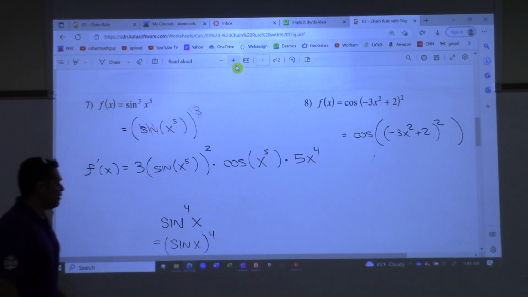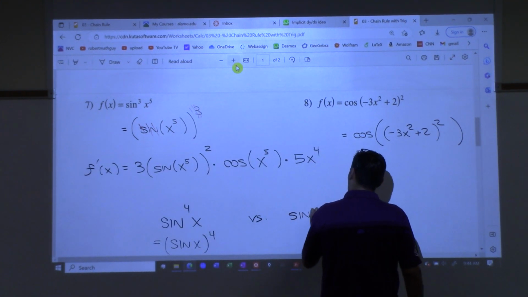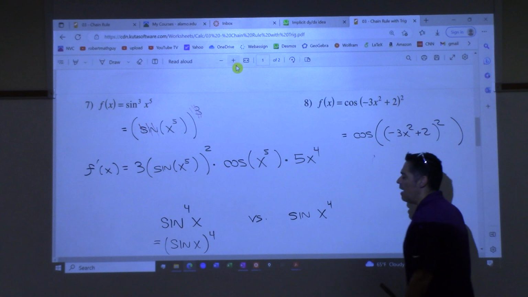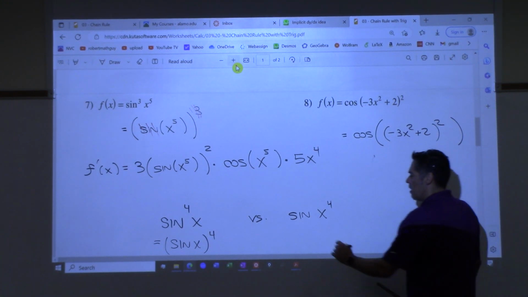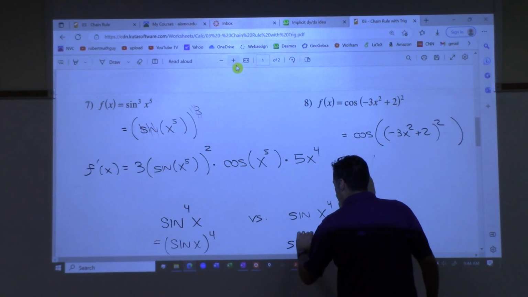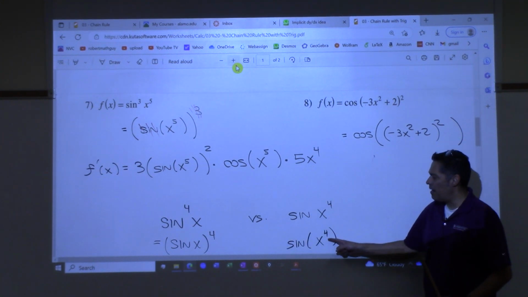But you have to be careful because, look at that versus this, sine of x to the 4th. If I write that, that's not the same thing. What this means is that you're taking sine and inside you're plugging in x to the 4th. See, here the 4th power acts on x.